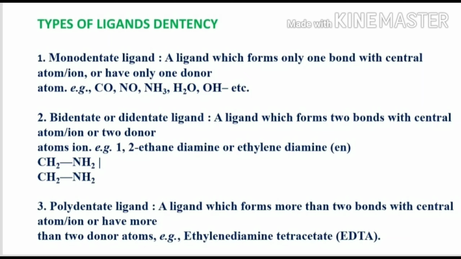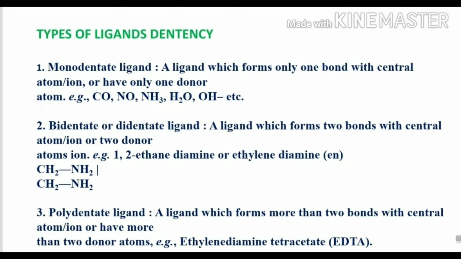The third one is the polydentate ligand. A ligand which forms more than two bonds with the central atom or ion, or has more than two donor atoms. Example, ethylene diamine tetraacetate, EDTA.